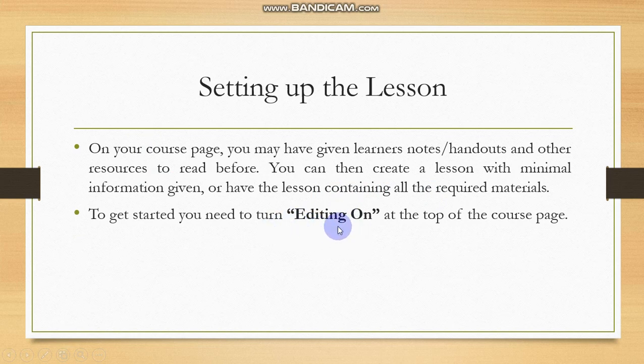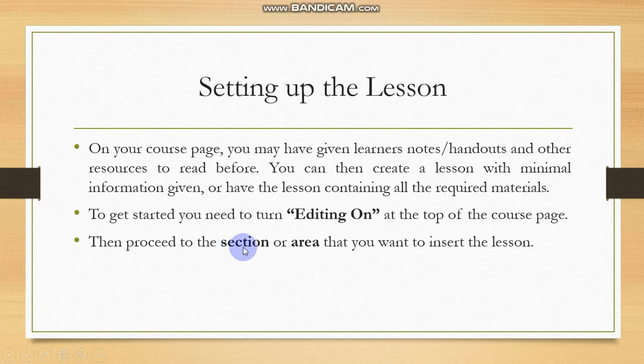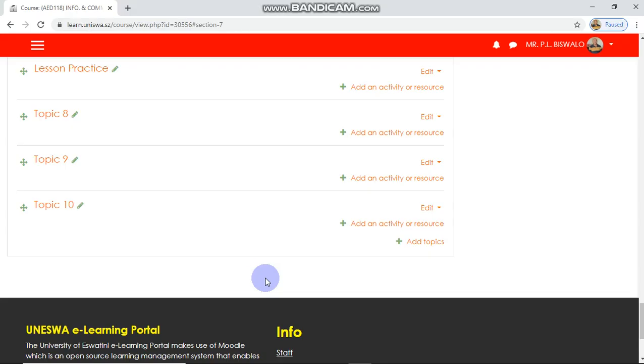As usual, when you want to do something on Moodle, you have to turn editing on at the top of the course page. Then proceed to the section or area that you want to insert the lesson. When you are there, you must click Add an Activity or Resource, as we are going to see shortly. So you go to the section or area where you want to insert the lesson, and you click Add an Activity or Resource.